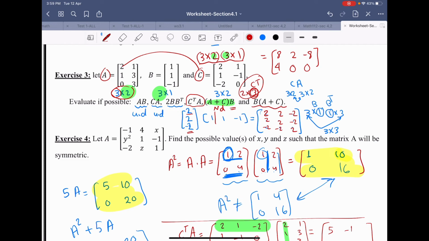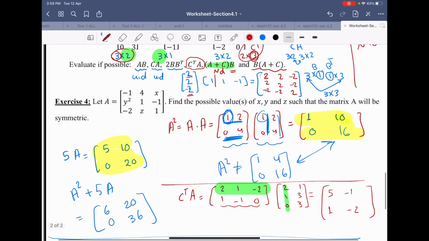Okay, let's see B times (A plus C). A plus C has the same order as A or C, which is 3 times 2, and for B the order is 3 times 1. So the same thing: here is a 1, here is a 3, so we can't do the multiplication. So this also is not defined.